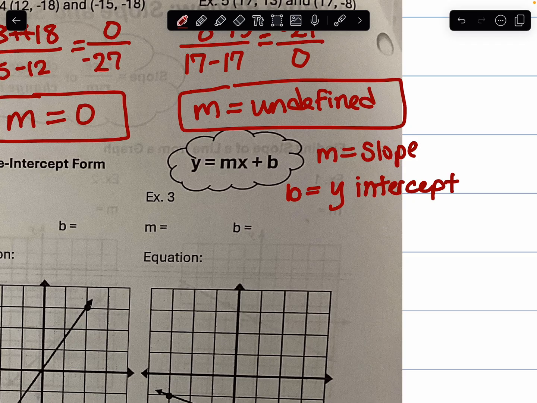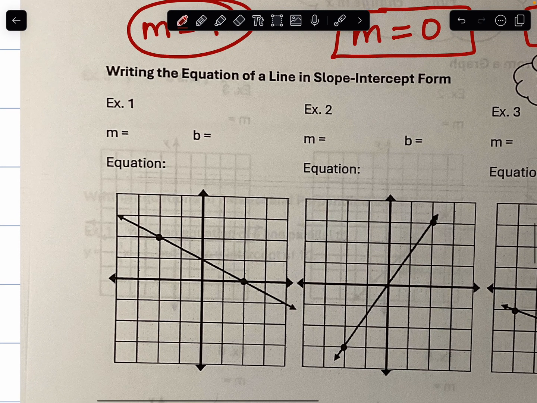So the two things that you have to have in order to write an equation in slope-intercept form are your slope, which we talked about how to find with a graph, rise over run, and then the y-intercept. How can you easily find the y-intercept on a graph? Just look at the line. Yeah, look where it crosses the axis, okay? So we're going to do both things. First thing we're going to do is find slope.